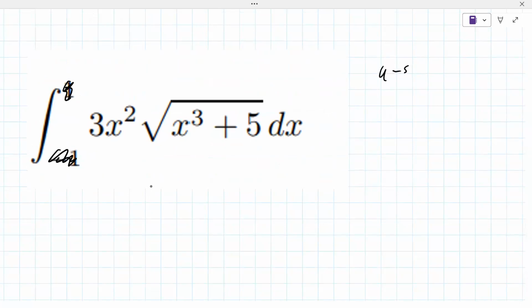This is a u substitution problem. Please check with me before you do the u substitution. You do not have to rewrite it first on this one. So the u substitution is x cubed plus 5, and you have to first take a derivative of that.